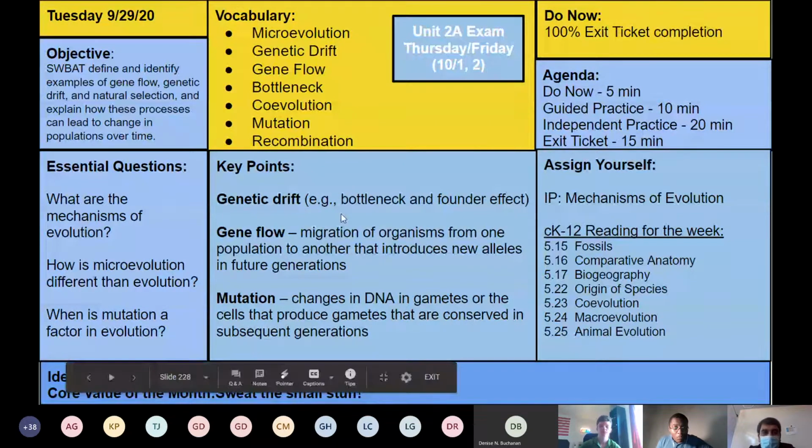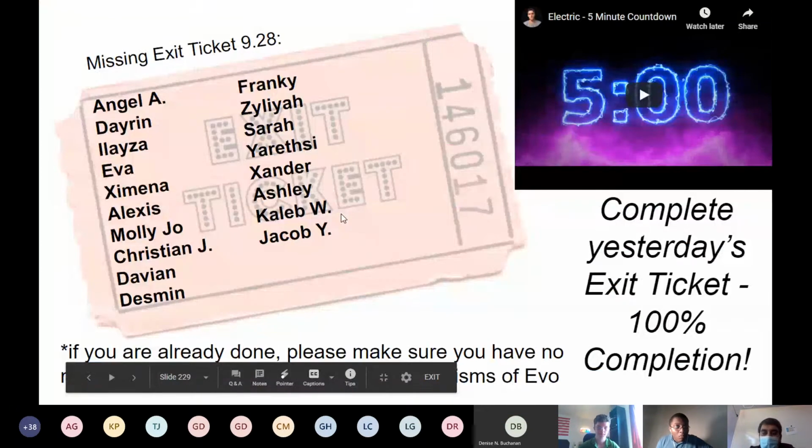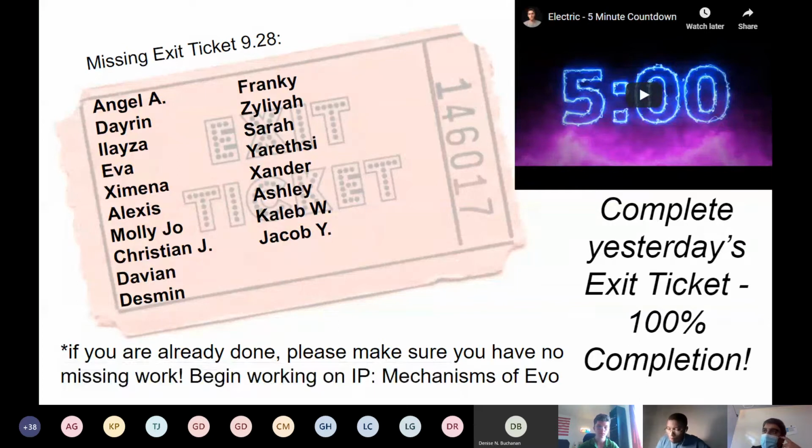Okay, here we go with our do now. I'm sure this has happened in a lot of your other classes. The principal this morning really wants us to make sure we're pushing 100% completion on exit tickets. So for our do now today, you are working on your exit tickets, if not for my class, then for other classes. If you've completed all of your exit tickets, then you're going to be working on your independent practice or any kind of missing work.